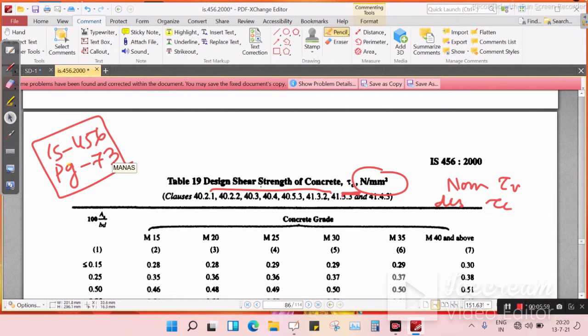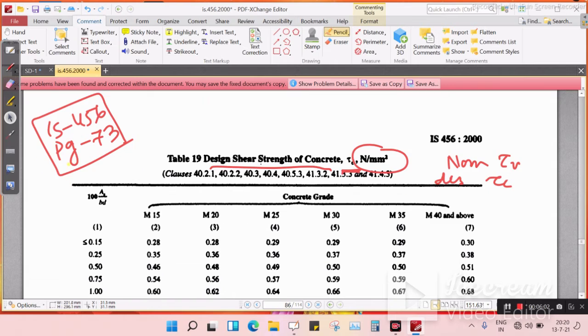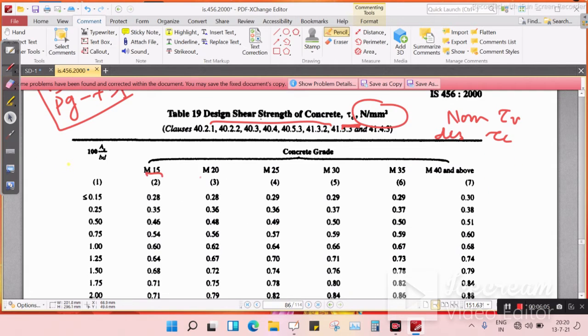So here, how to find out tau C. Suppose various concrete grades are given: M15, M20, M25, M30, M35, M40 and above. What we have to do is find out the percentage of steel, that is 100 Ast by bd. Ast is the area of steel, b is the width of the beam, d is the effective depth of the beam, into 100.